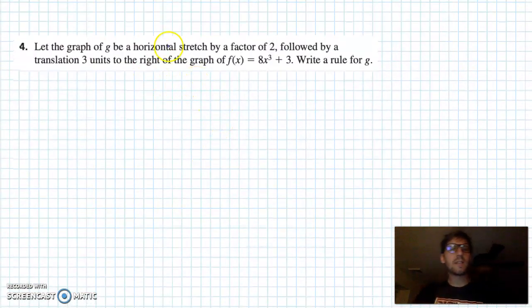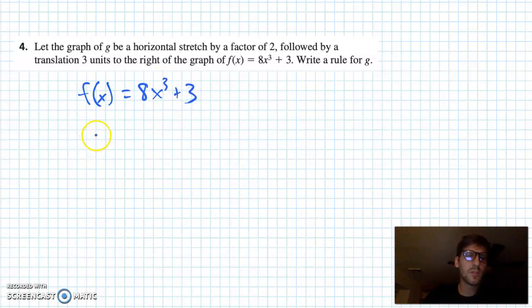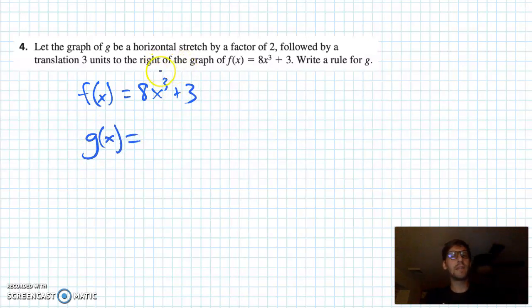Number 4 is the last example. So let the graph of g be a horizontal stretch. Now they just tell you the transformation, and we're going to have to come up with the function notation. Horizontal stretch by a factor of 2, followed by a translation 3 units to the right of the graph of f of x. I like to rewrite it in this case. So I have f of x, x cubed plus 3. So what is g of x in terms of f of x? That's what we're first going to do. That's what they gave us on the last one, but it's not given here.